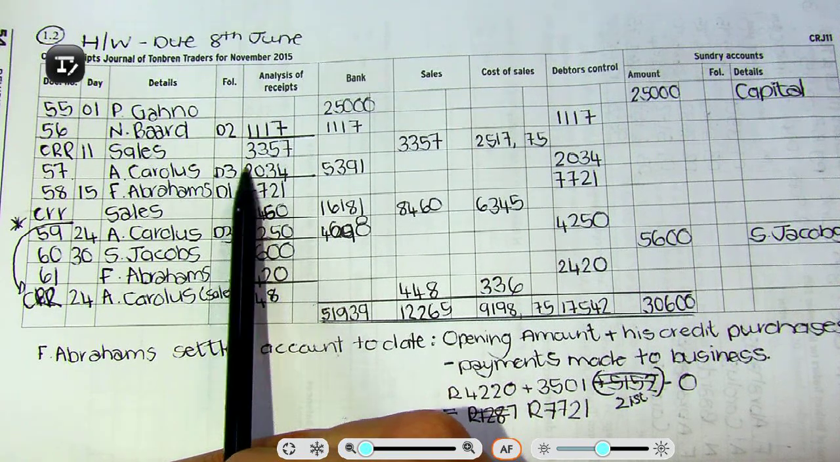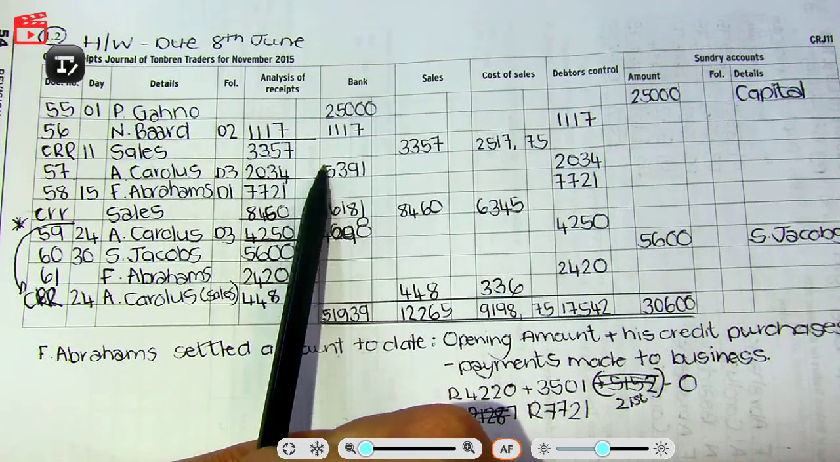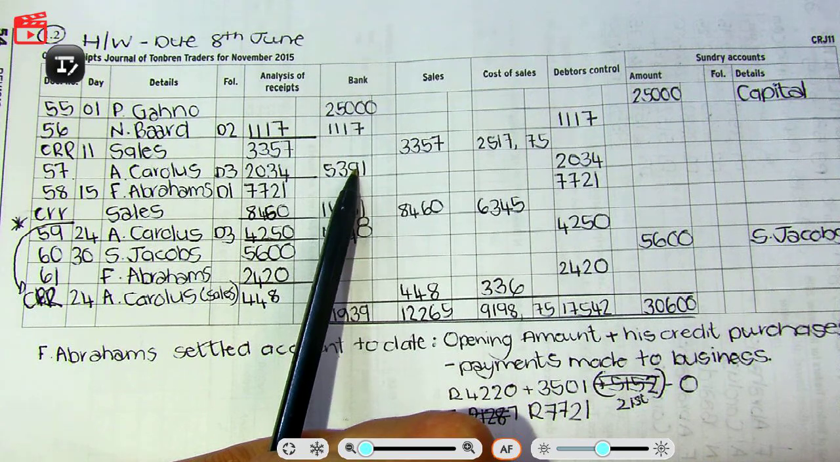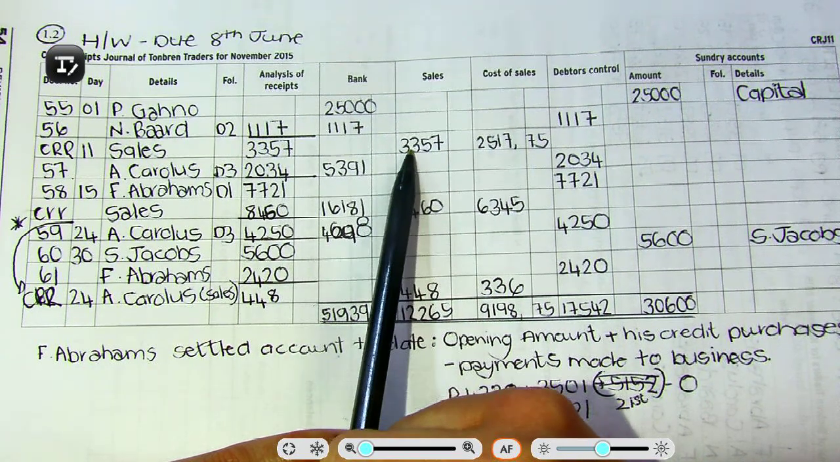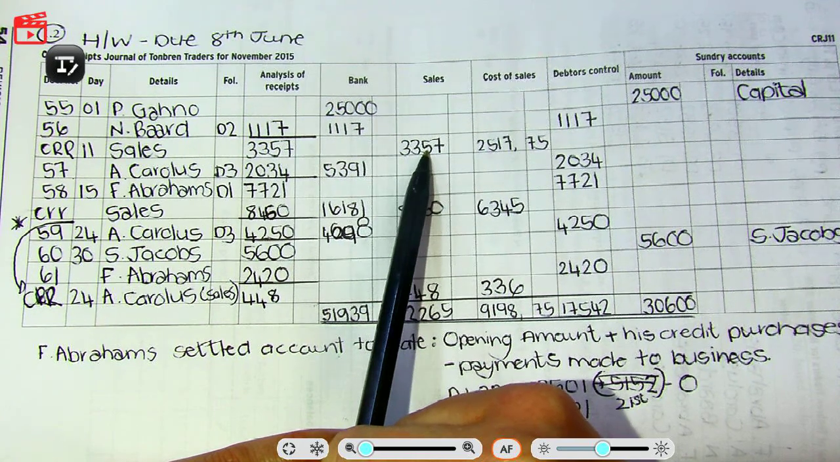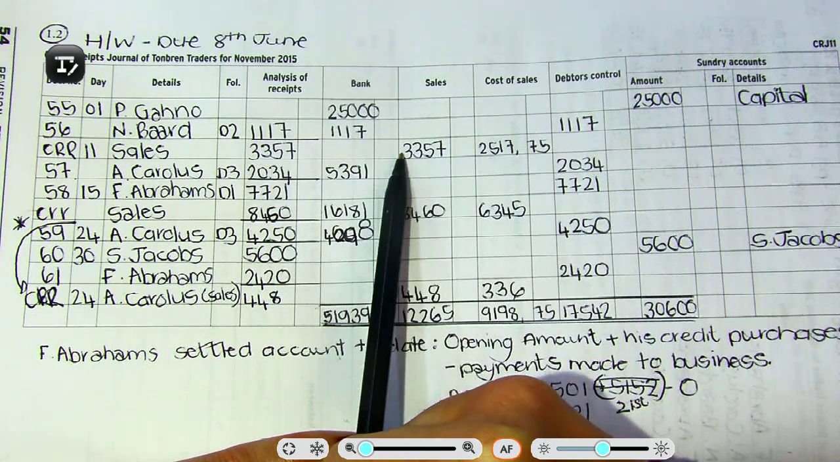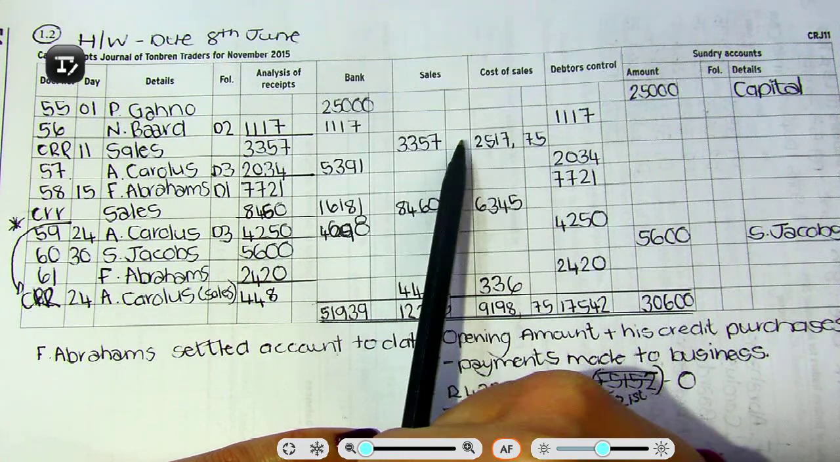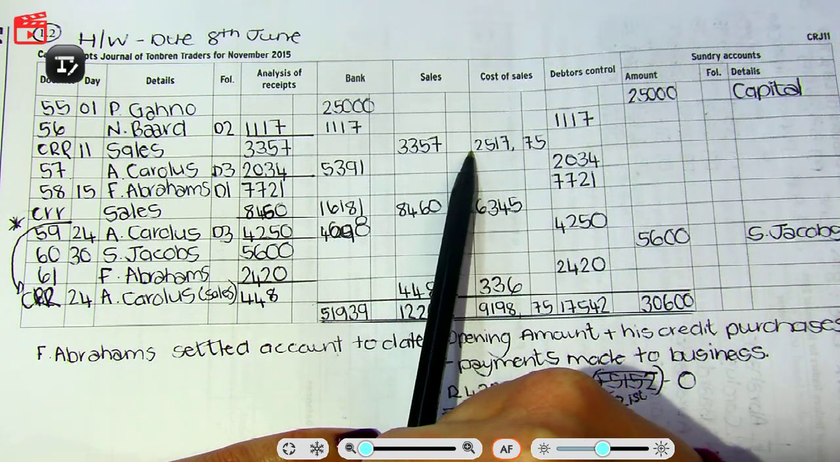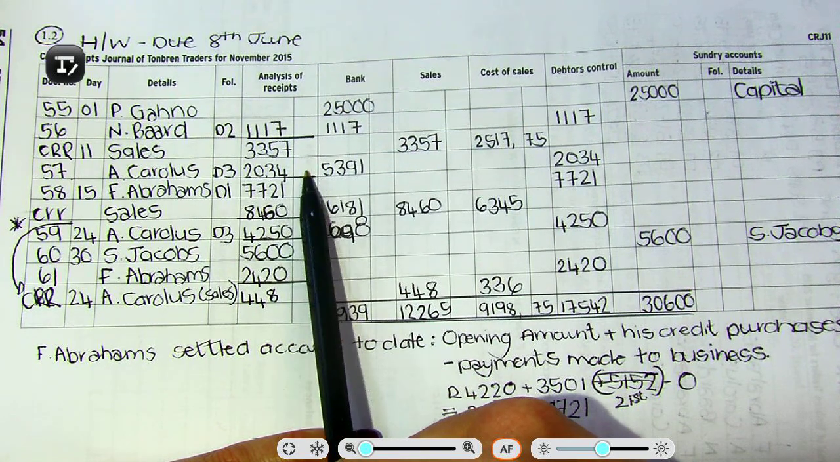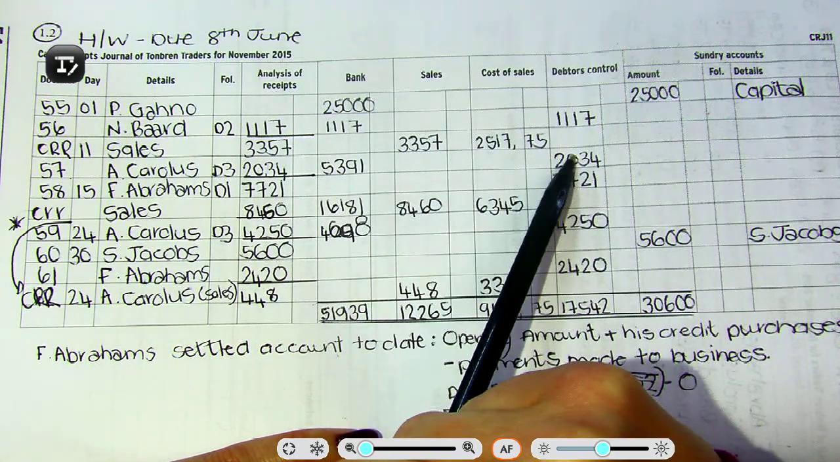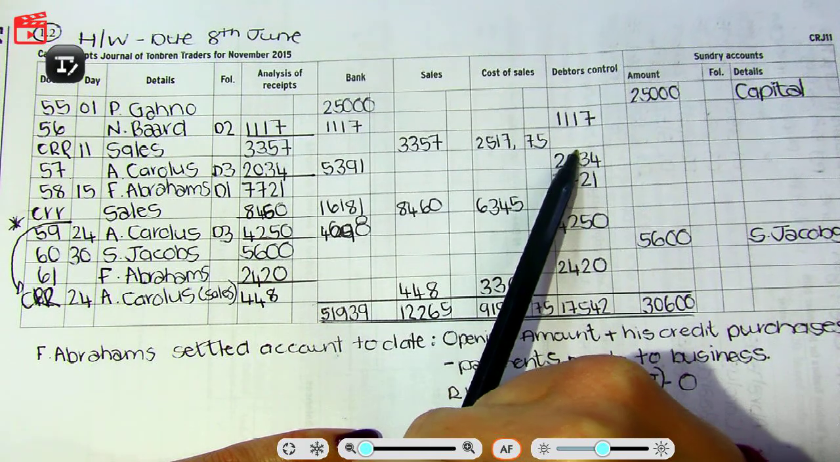Right, so the total we banked for that day was 5,391. What does that consist of? Well, it consists of my 3,357, which was my cash sales. I use my formula to work out my cost of sales. All right. This 2,034 Rand, that was money received from a debtor. So we enter it into the debtors control column.